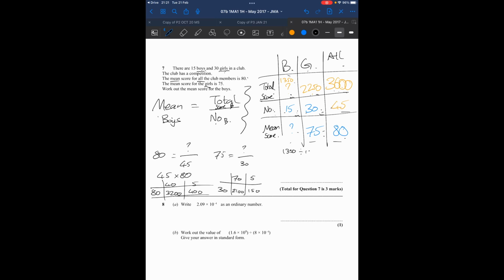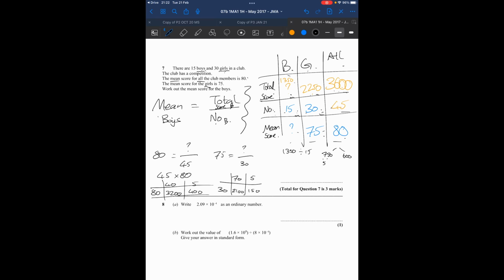1,350 divided by 15. What's the easiest way to do this? Well, one way that I would recommend doing it is partitioning. So if I break the number up into, let's say, 750 and 600, how many 15s go into each of these things? How many times does 15 go into 75? 15, 30, 45, 60, 75, 5 times.